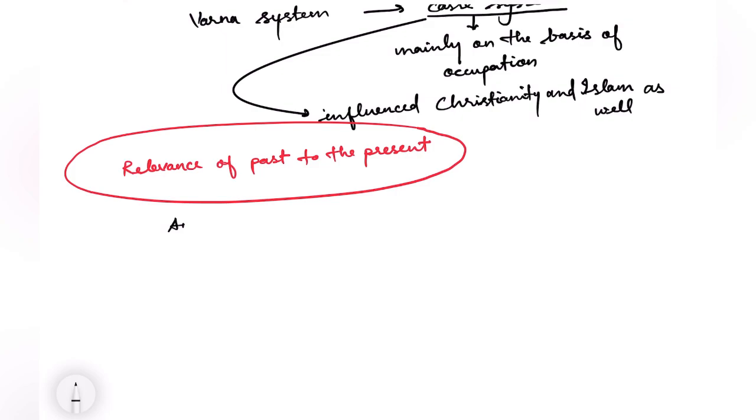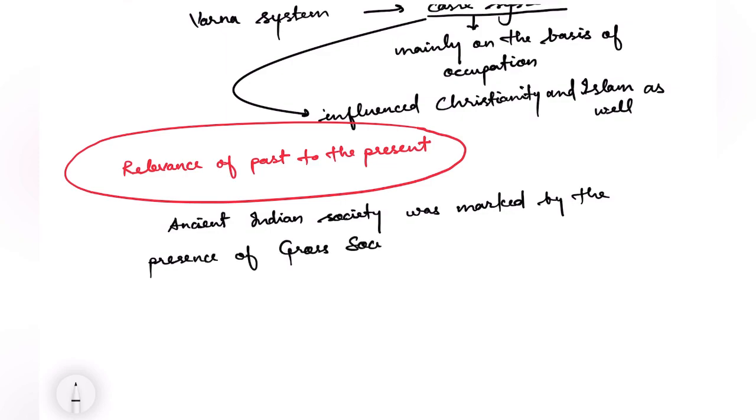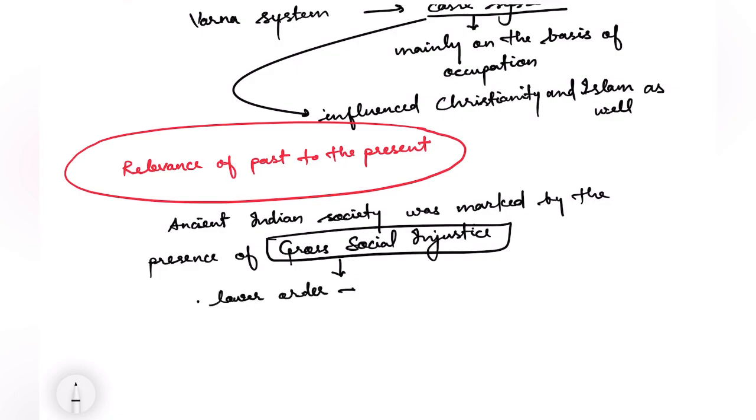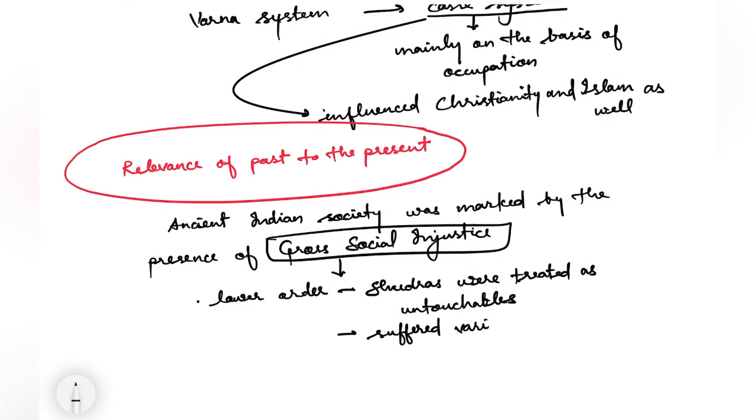We will read about the relevance of the past to the present. Ancient Indian society was marked by the presence of gross social injustice. If you are reading about the past, we will get to know what kind of society it was. So gross social injustice was there in ancient Indian society. The lower order, basically Sudras, suffered various social discriminations. They were encumbered with social disabilities.